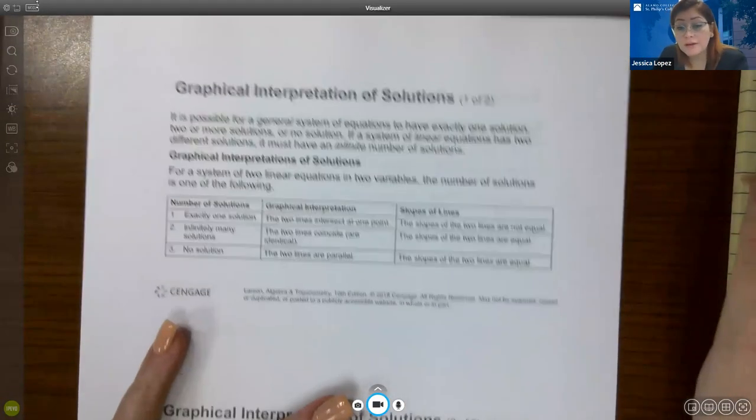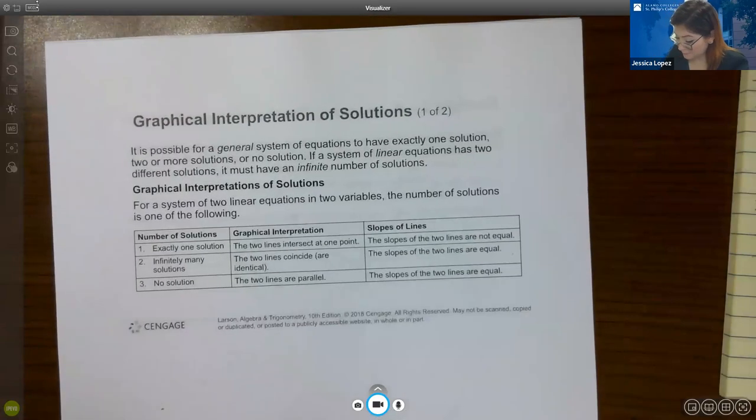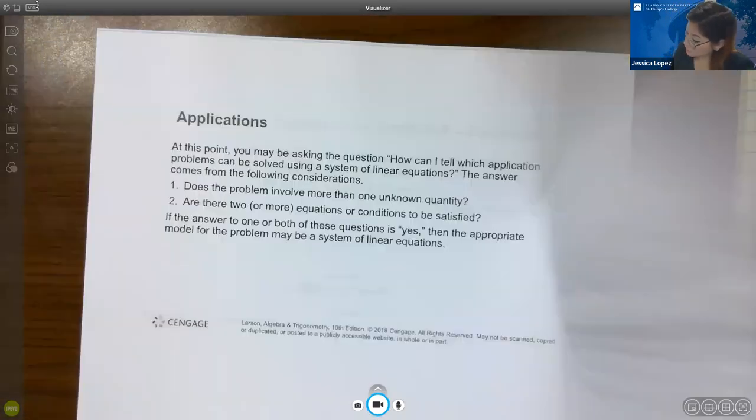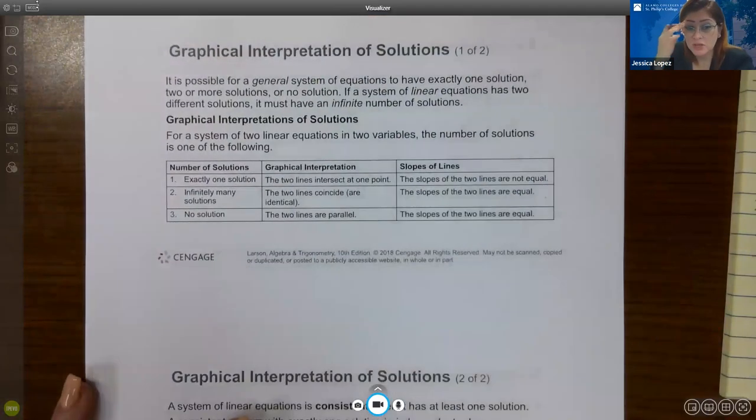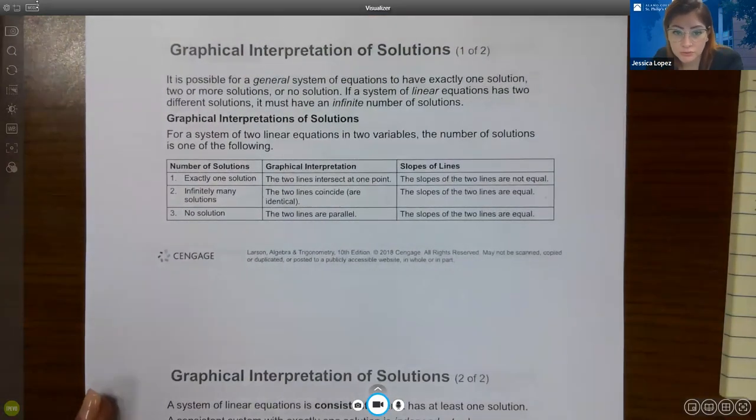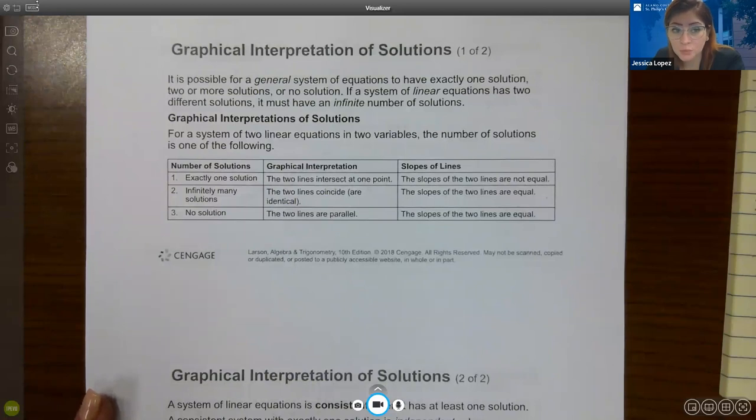Now, graphical interpretations. So we definitely want to take a look at the graphical interpretations, okay? So it is possible for a general system of equations to have exactly one solution. That's a possibility. It could have two or more solutions, or it could have no solution, okay?